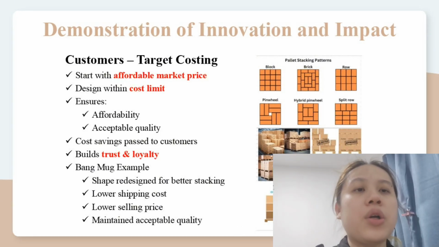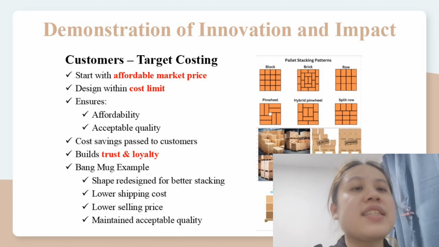Now, I will move on to how these techniques impact customers. Target costing is highly customer focused. Before designing a product, IKEA studies what customers can afford and what competitors are charging. Only then does product development begin. A strong example from our assignment is the Bankmat.